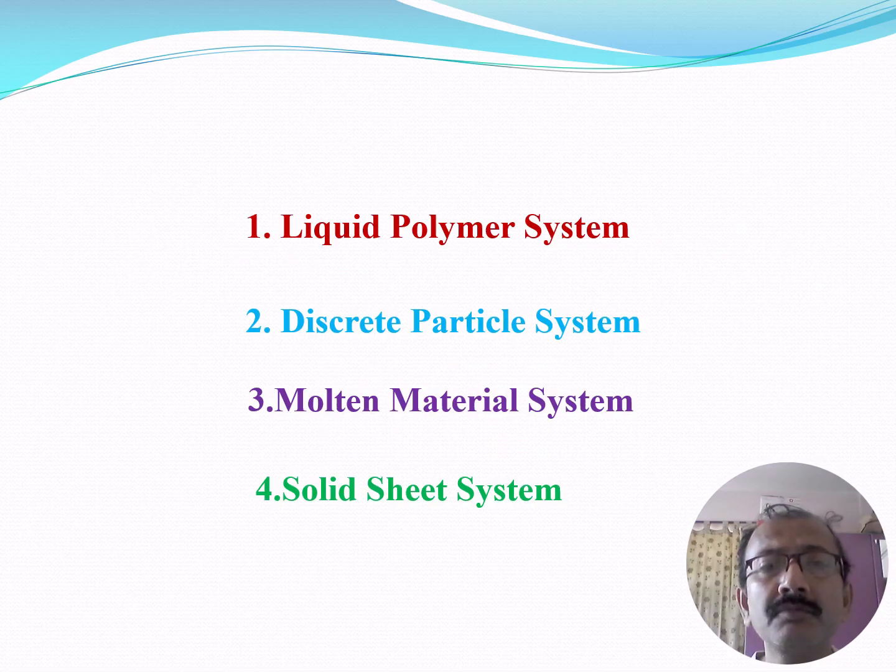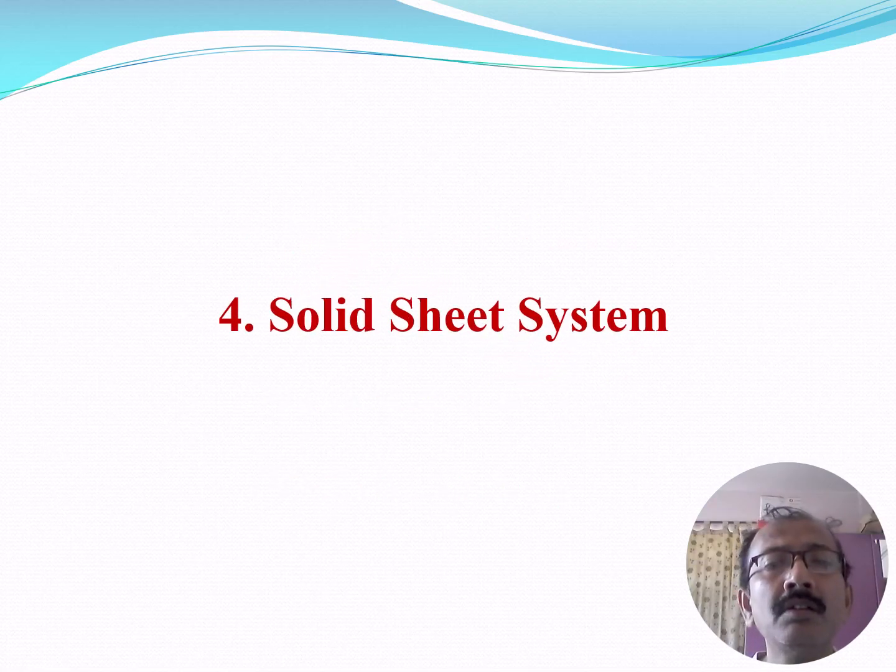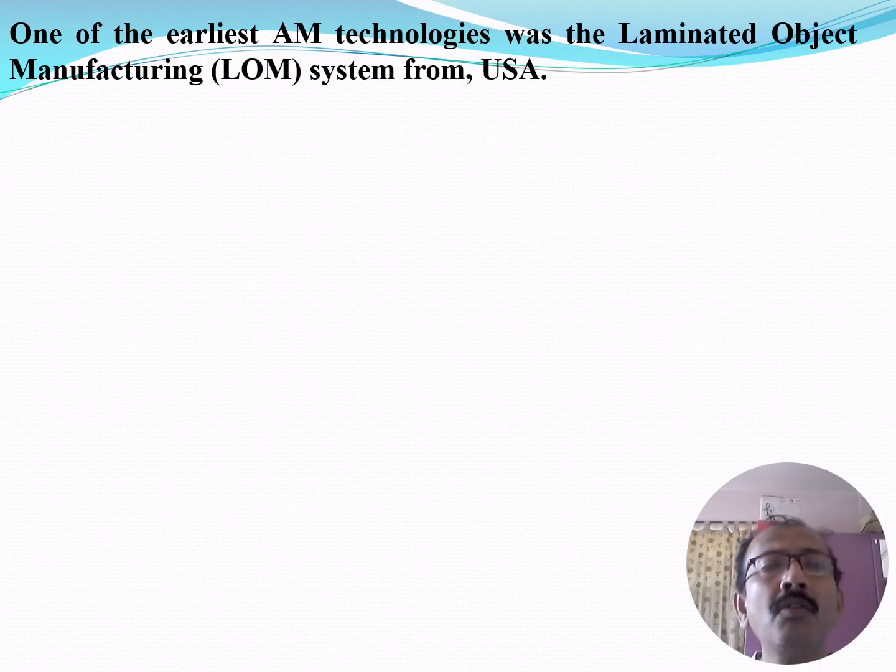So in this video, we will discuss the solid sheet system. Now, the solid sheet system. One of the earliest additive manufacturing technologies was laminated object manufacturing, that is called the LOM system from USA.